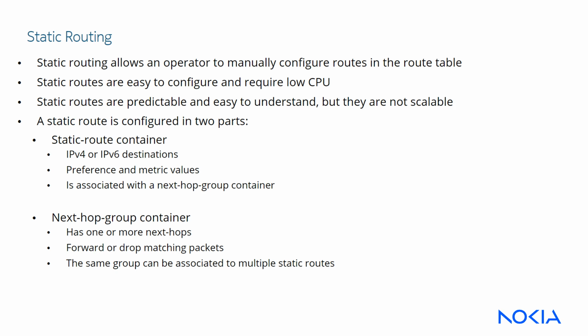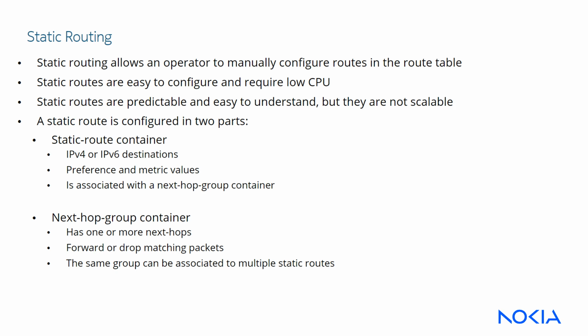Static routes on the SR Linux router are configured using two parts, the static route container and the next hop group container. The static route container is where we identify the destination IP prefix and configure the route's preference and metric values. Then we must associate the static route with a next hop group container.